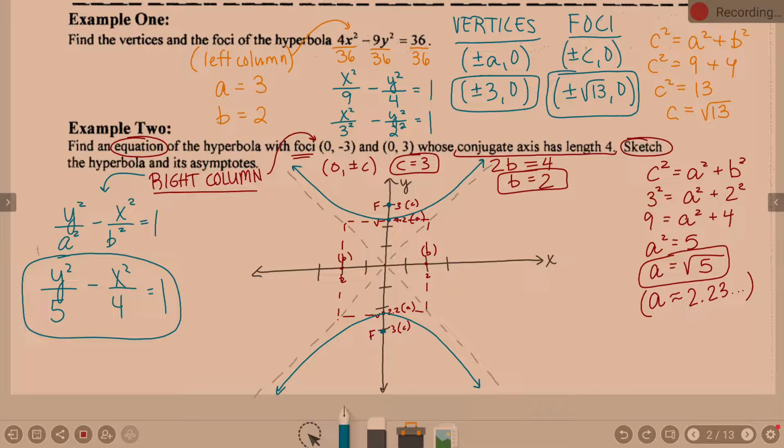I do think graphing the hyperbolas is a little more difficult than graphing the ellipses. However, at least you guys are already kind of familiar with the whole idea of the A's and the B's and counting out from the center.